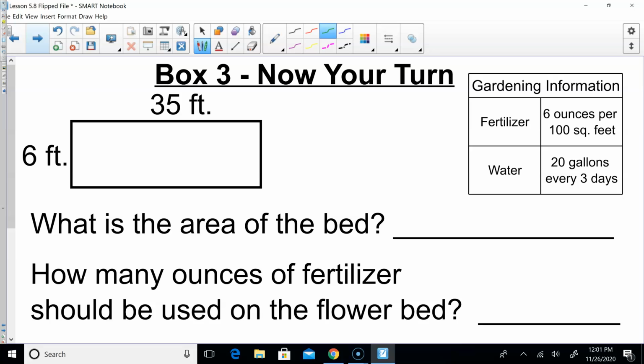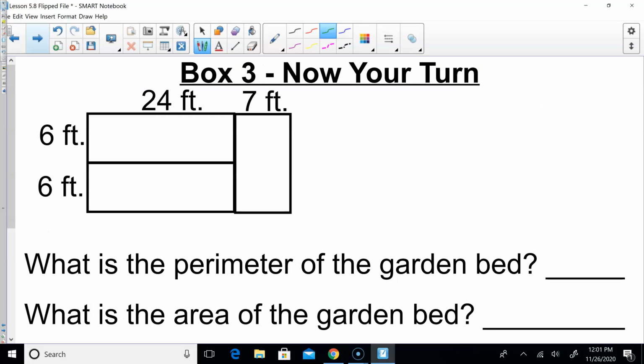Box 3, now your turn to solve the following problems. So you have, what is the area of the bed? And then you also have, how many ounces of fertilizer should be used on the flower bed? Good luck. And you also have another drawing as well. So what is the perimeter of the garden bed and what is the area of the garden bed? So pause the video, answer those 2 questions, showing all your work, the formulas, the numbers in the formulas, and your answer with a label.